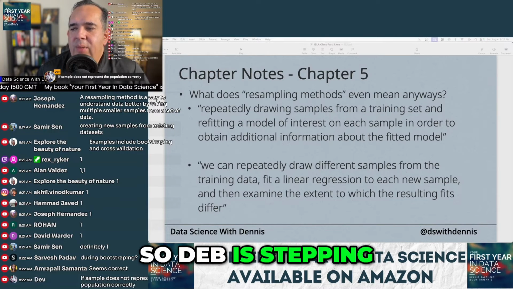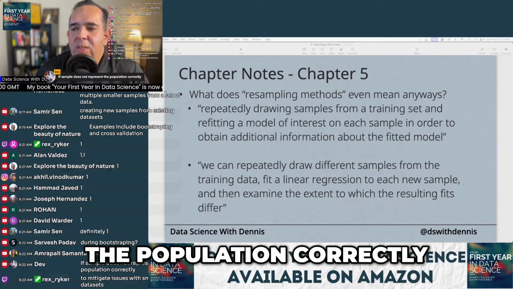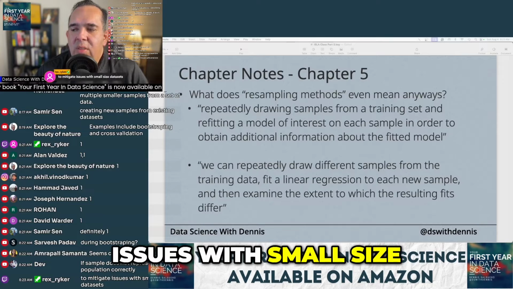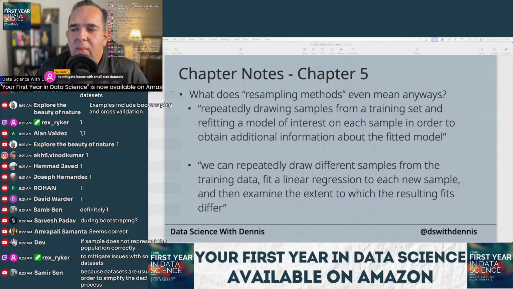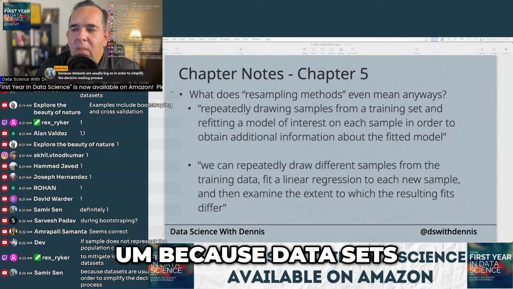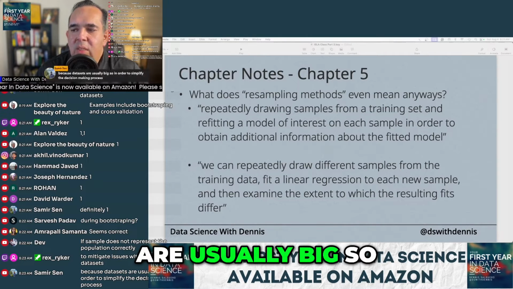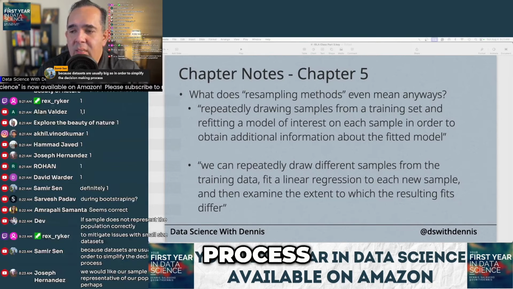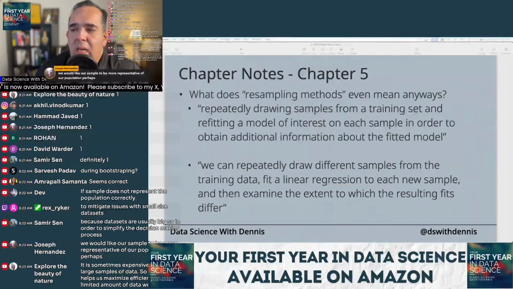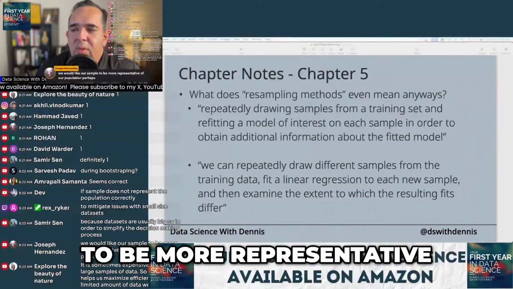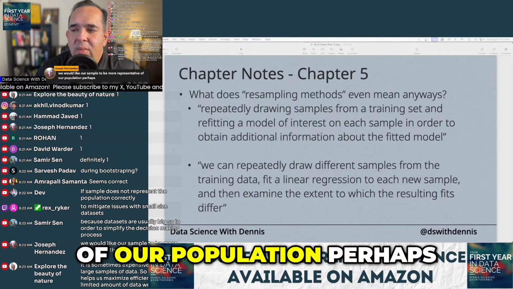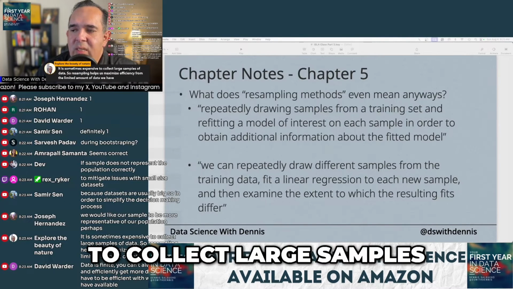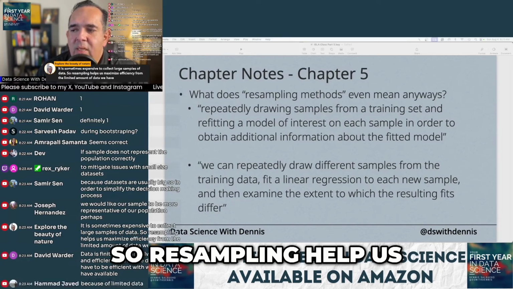Okay, so Deb is stepping up and saying, if the sample does not represent the population correctly. Rex says to mitigate issues with small size data sets. Samir says, because data sets are usually big, so in order to simplify the decision-making process. Joseph says we would like our sample to be more representative of our population, perhaps. Okay. It is sometimes expensive to collect large samples of data, so resampling helps us. Okay.